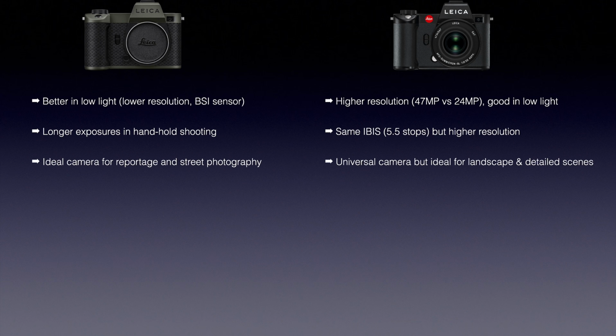The SL2-S, in my opinion, is the ideal camera for reportage and street photography because you don't need more than 24 megapixel if you want to document something, if you travel to a country or you are in reportage photography. The Leica SL2, on the flip side of the coin, is the most universal camera Leica is currently offering, in my opinion, and is ideal for landscape and detailed scenes.